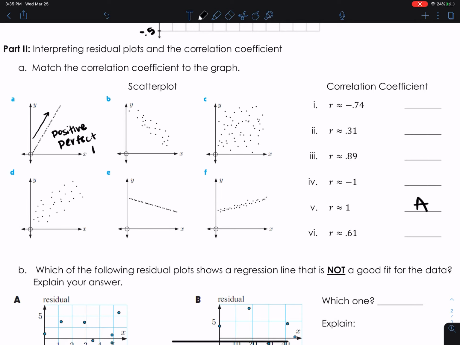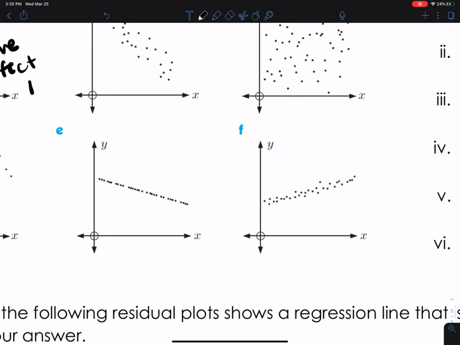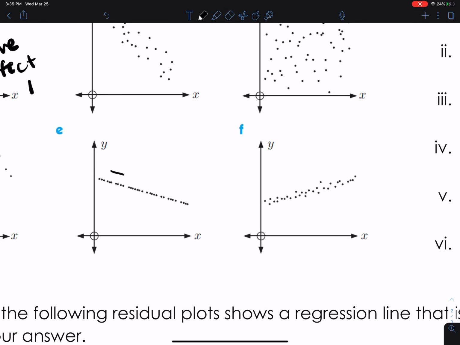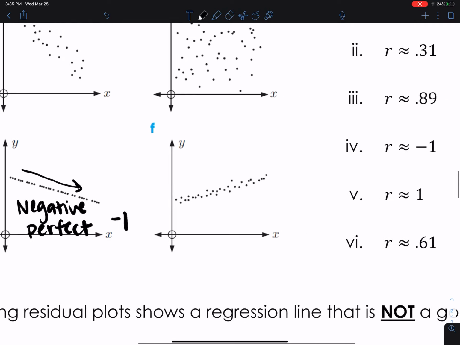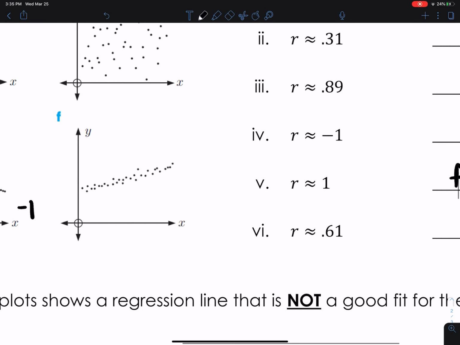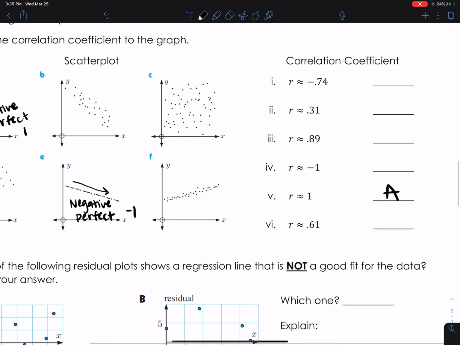Then the other one that's pretty obvious is E. This one we know that the slope is negative. And then there are also no points off of this line, so this is also perfect. And if it's a negative perfect, then that's just r equals -1. So that would be IV over here, or Roman numeral 4. So I'm going to put E there.